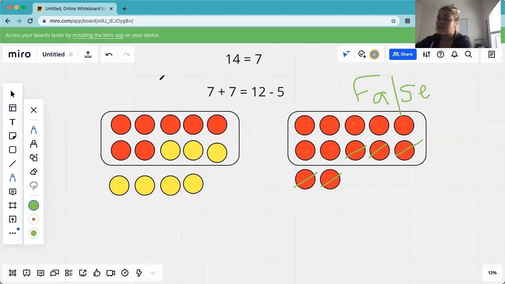Awesome. You guys did an awesome job of figuring out if equations are true or if they're false. So this is going to help you with the lessons coming up that will teach you how to make true equations. So I will see you guys later. Great job.